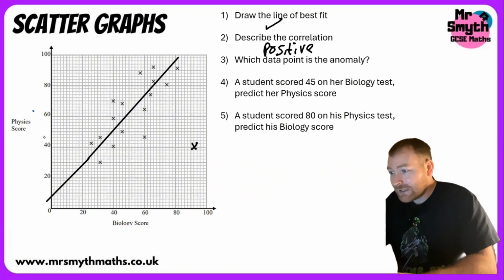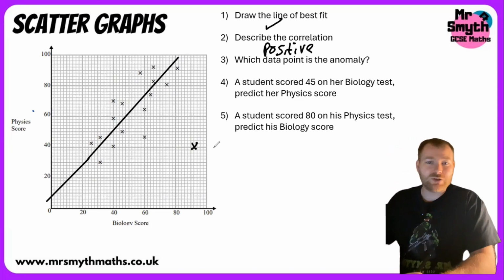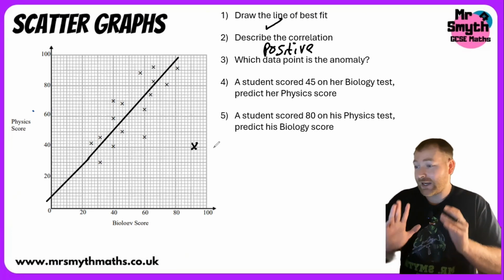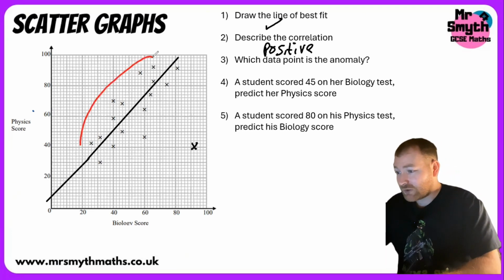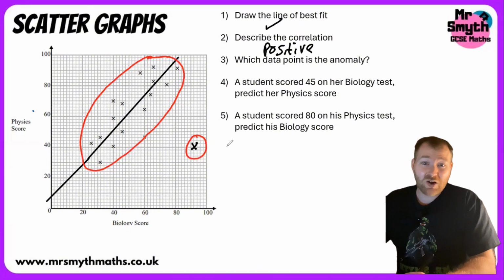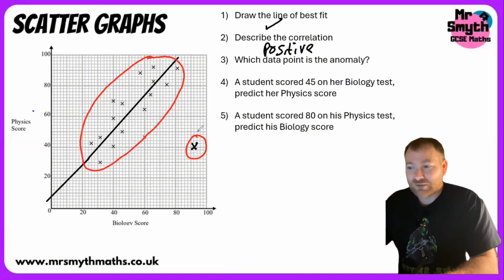So an anomaly is just a point of data which looks like it doesn't fit the trend at all and it isn't anywhere near the data. So you can see all of our data points are clumped here and this one's over here. So it's not near it at all, really, is it? So this would be the anomaly.